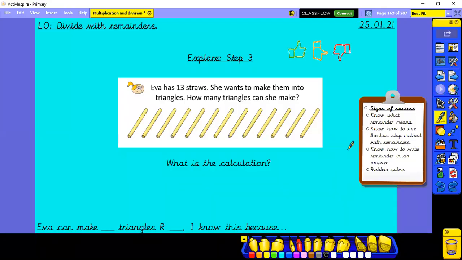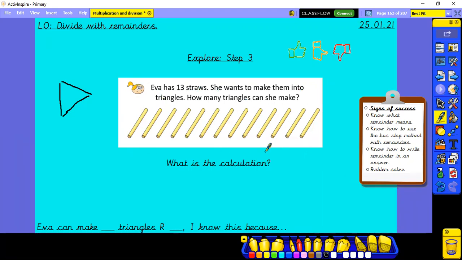Okay, well done everyone. Now I'm going to talk you through how to solve the problem. So if I think about my shapes, I know that triangles are a 3-sided shape. Sorry about my drawing. So Eva will need 3 straws to make one triangle. She's got 13 straws. So what I'm going to do now is group them into 3. So I want 3 straws in a group, and then I'm going to see how many I have remaining.